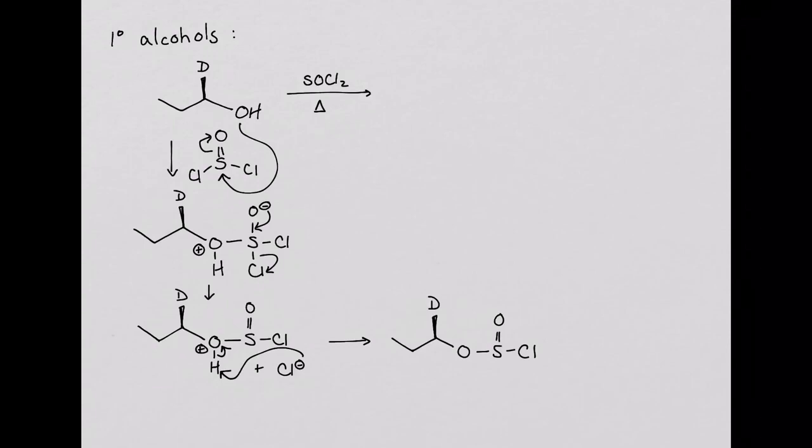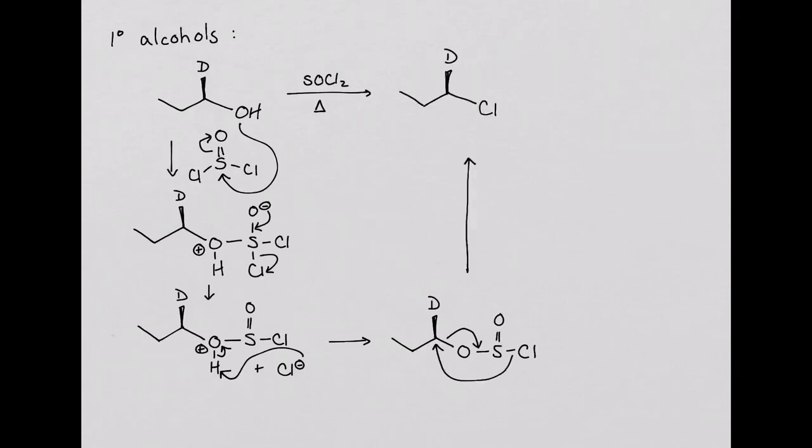Instead of formation of the carbocation followed by attack of chloride, it is concerted in the primary alcohol mechanism. Again, because the leaving group leaves and the chloride is delivered from the same side of the molecule, we again see retention of stereochemistry.